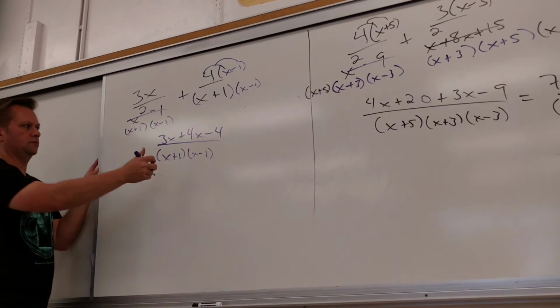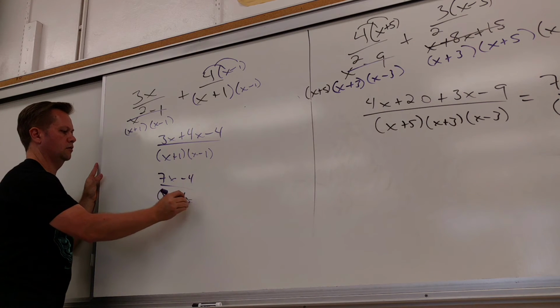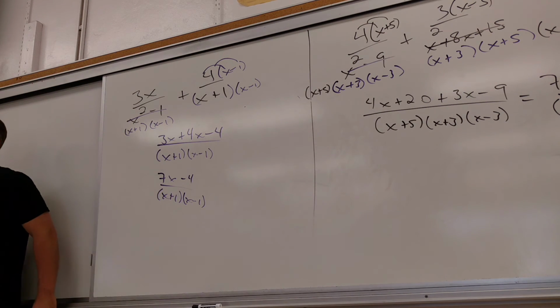And then, of course, the last step. 7x, yeah, 7x minus 4. And that won't reduce. I like it.